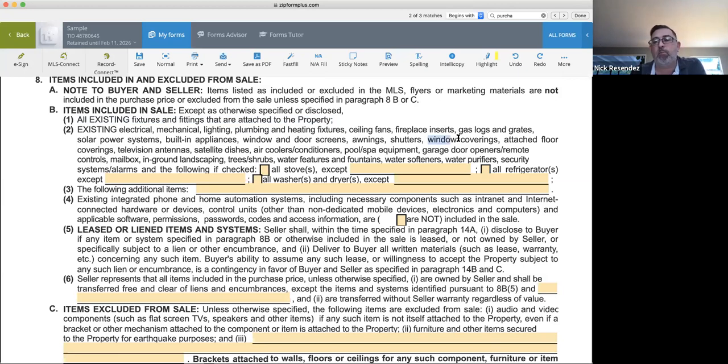This one I see all the time, window coverings. So curtains, drapes, blinds, they are attached. Floor coverings, okay? Now a rug would not be attached, but the carpet obviously is. Antennas, satellite dishes, AC units, pool and spa equipment, garage door openers, remote control. So even the openers aren't attached, but they are listed here as included. The mailbox, okay, we should leave that. In-ground landscaping, anything that's planted, trees, shrubs, etc., are included.